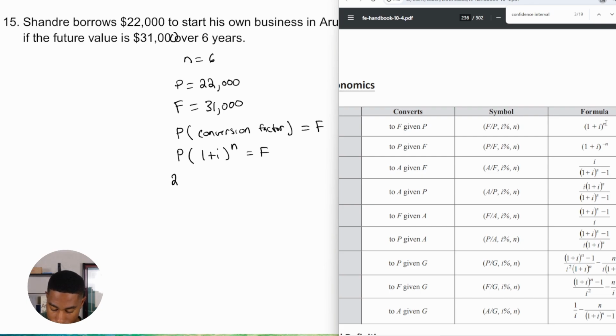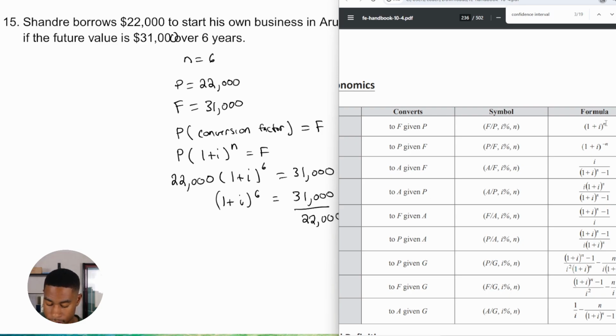And so that means that 22,000 times (1 plus i, which we're solving for) to the 6th power. We know what n is. That is equal to 31,000. Now, how do we get further in this? I know that we can divide by 22,000, and we can say 1 plus i to the 6 is equal to that.